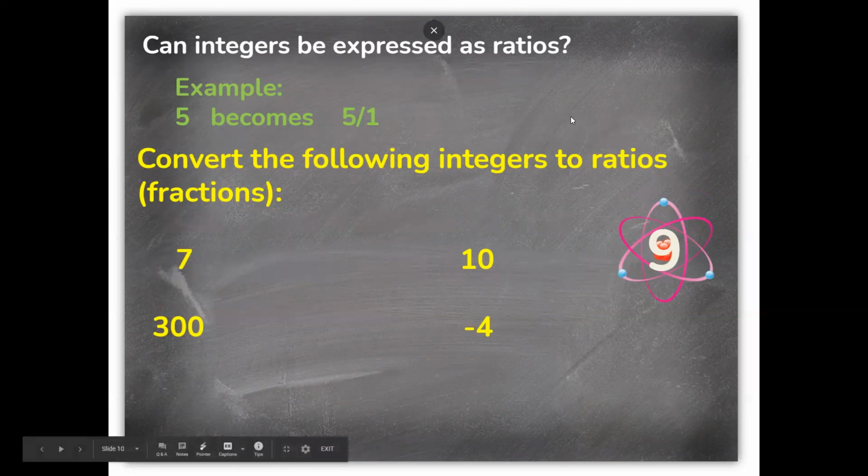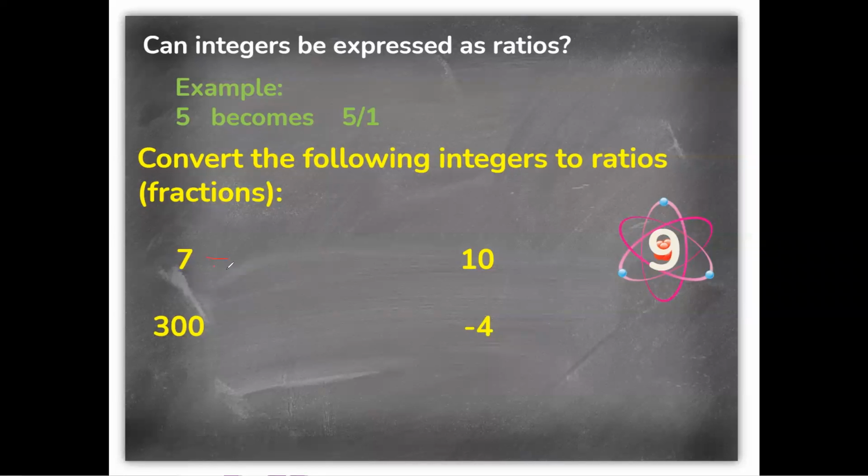So I'll do 2 with you. You do 2 by yourself. So this first one, we've got 7. Throw it in the numerator. Throw it over 1. 7 over 1. Our second one, we've got 300. Put 300 in our numerator and just throw it over 1. And that's all you're going to do. Do these two examples now.